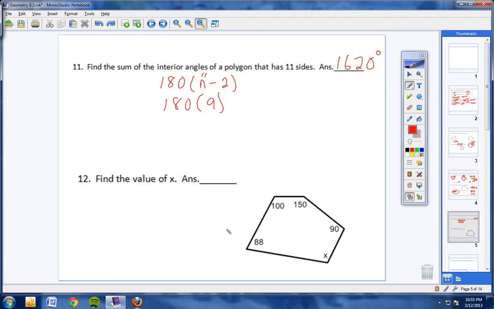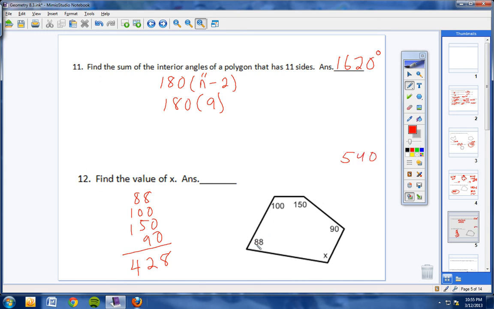So I'm not going to go through and do that formula again. All of these angles added together have to equal 540. So we have 88, 100, 150, and 90. Add those up: 8, 22, carry your 2, 428, as long as I did this correctly. And now all 5 of these angles are supposed to add up to 540.